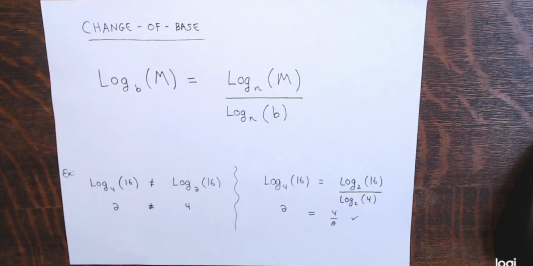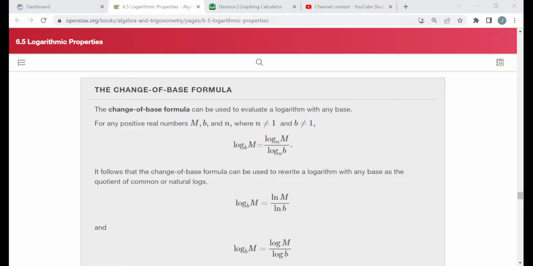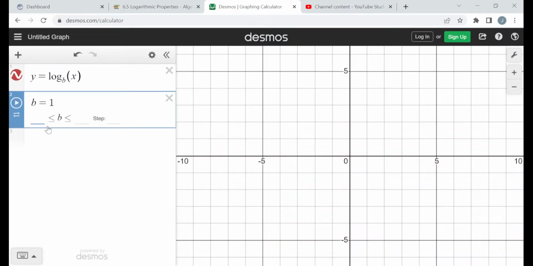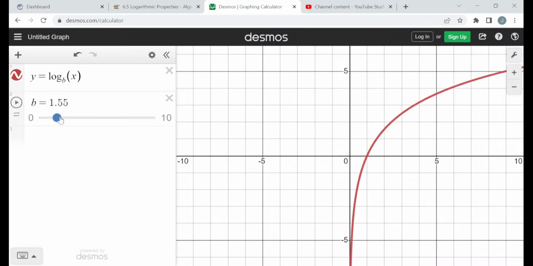Alright. And we can also very easily see this. We can see more examples of this in the Desmos calculator. So I'll put in, y equals the log base b of x and add a slider for b. Just make sure b is some positive number that's not 1 or 0. So like that, there's a log base 1.55.